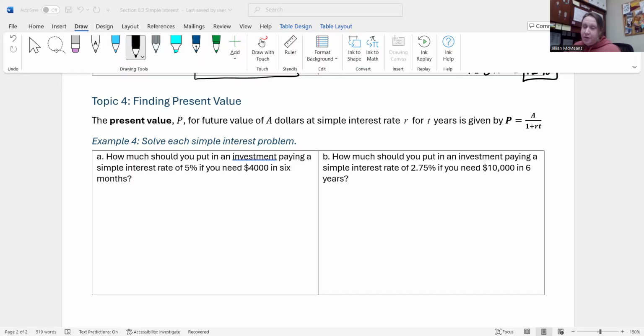Okay, for topic 4, we're going to look at finding present value. So we kind of officially switch over from calling P principal to calling it present value. Think of present value as how much you have today compared to how much you would have at some point down the road. The present value P for future value of $A at a simple interest rate of R for T years is given by this formula.